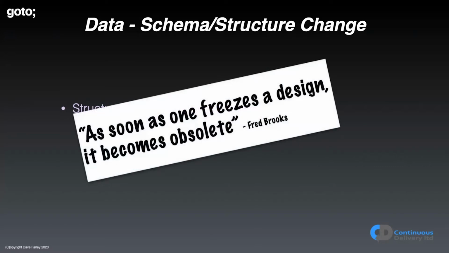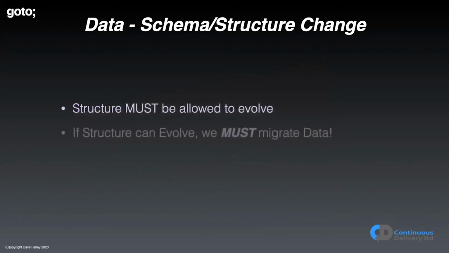Fred Brooks famously said, as soon as one freezes a design, it becomes obsolete. If we don't want our data structures and data stores to become obsolete, we need to allow them to change. And therefore, we must consider the migration of data. If we are going to change the structure of our data, we've got to consider how we're going to deal with records stored in the old versions of the structure, and how we're going to cope with those. We have to take those ideas seriously.